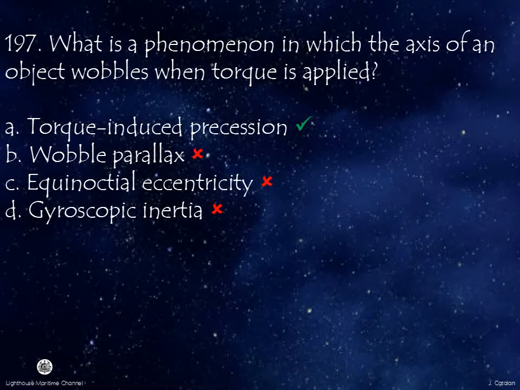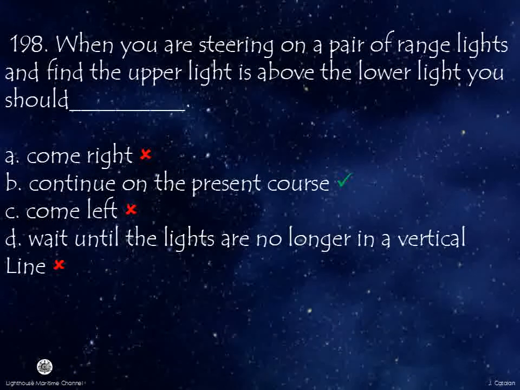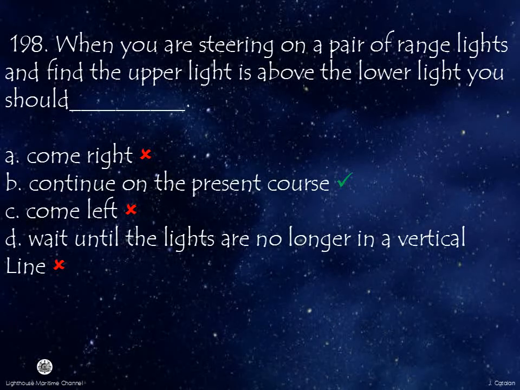Number 197. What is a phenomenon in which the axis of an object wobbles when torque is applied? Answer: torque-induced precession. Number 198. When you are steering on a pair of range lights and find the upper light is above the lower light, you should. Answer: continue on the present course.